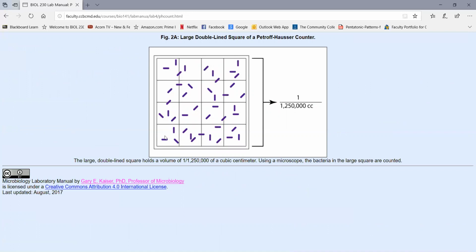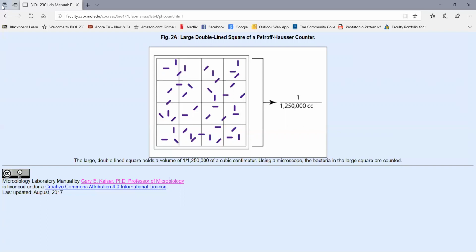So the way the slide's made is that this square holds a volume of 1/1,250,000th of a cubic centimeter. And since we're basically dealing with the bacteria diluted in saline or water, a cubic centimeter is the same as a milliliter. So we're counting the number of bacteria at a very tiny known volume, 1/1,250,000th of a cc. But then technically, if we invert that number, this is the dilution, remember, of the cc. If we invert that, then this number times 1,250,000 would roughly represent the number of bacteria in the original cc.